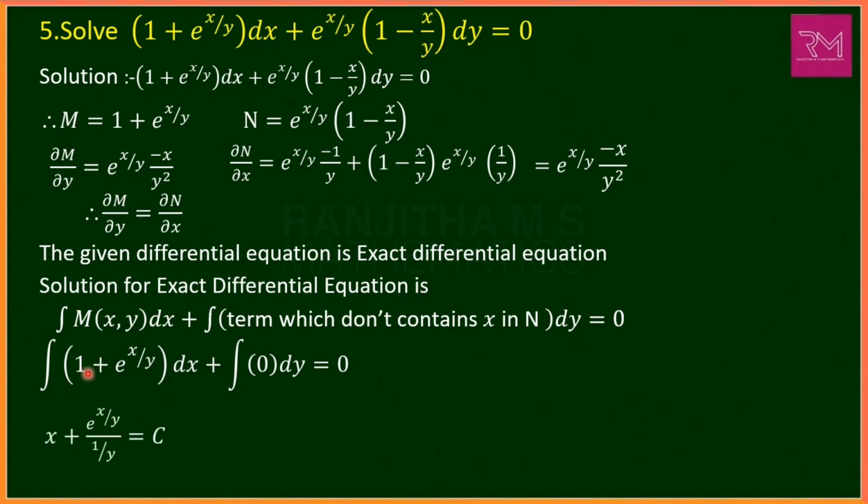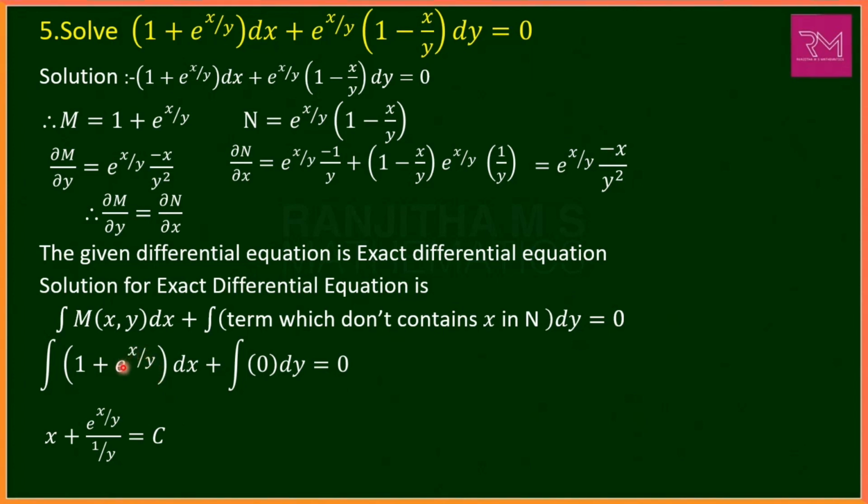Simplifying the integration, we get integration of 1 with respect to x is x, plus here integration of e power x by y. This is of the form integration of e power ax. So integration of e power ax is e power ax divided by a. So we can conclude that integration of e power x by y with respect to x is e power x by y divided by, here a value is 1 by y.